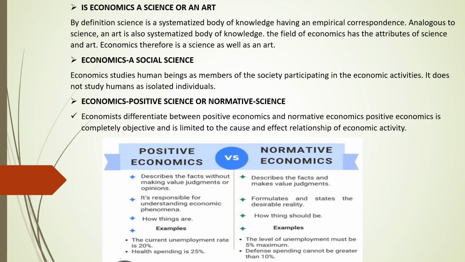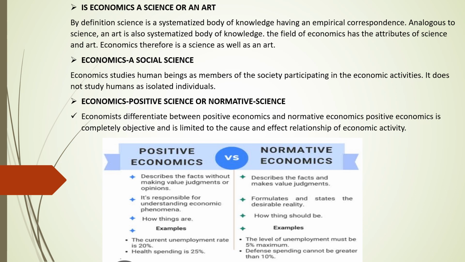Okay, let us know. By definition, science is a systematized body of knowledge having an empirical correspondence. Okay, analogous to science, art is also a systematized body of knowledge. Okay, the field of economics has the attributes of science and art, hence economics is a science as well as art.